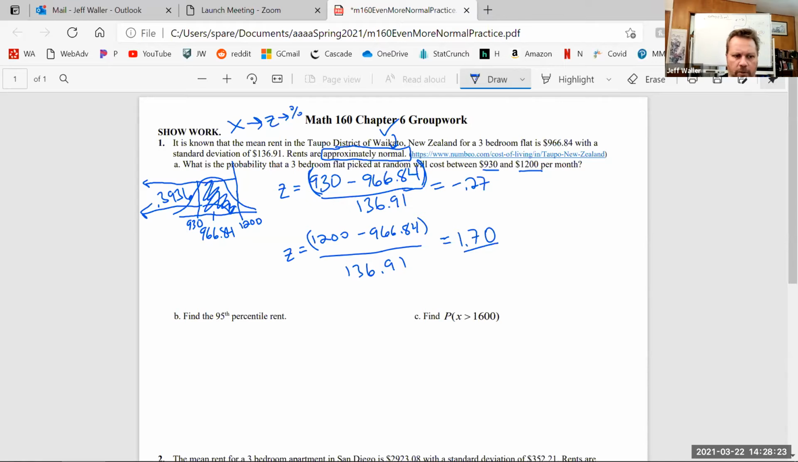So what do you get when you look up 1.7? 0.9554. Let me see, 9554, that sounds exactly right. Good, sweet. So now to find the answer, I'll do 0.9554 because that's too much. I'll subtract off how much it is too much, and I'll get the answer.